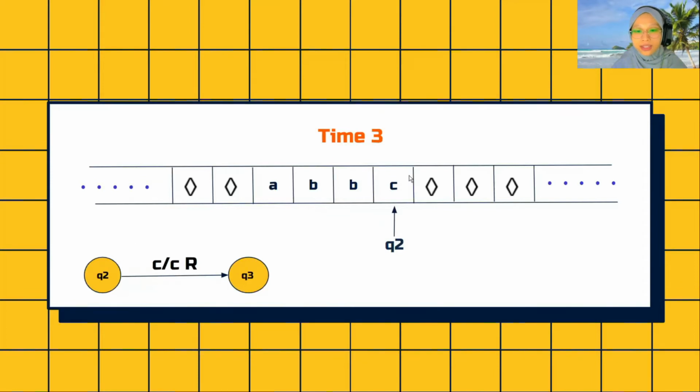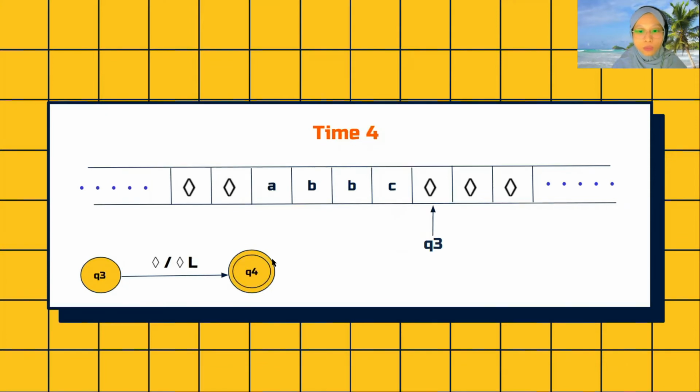Right now in the tape, it is C. For C, it will read C, write C, and the tape head will move to the right. Now the transition for input C is it will move to Q3. The tape head will move to the right, and the input in the tape right now is empty. When it is empty, it will write empty, and the tape head will move to the left, and the transition will move to Q4.